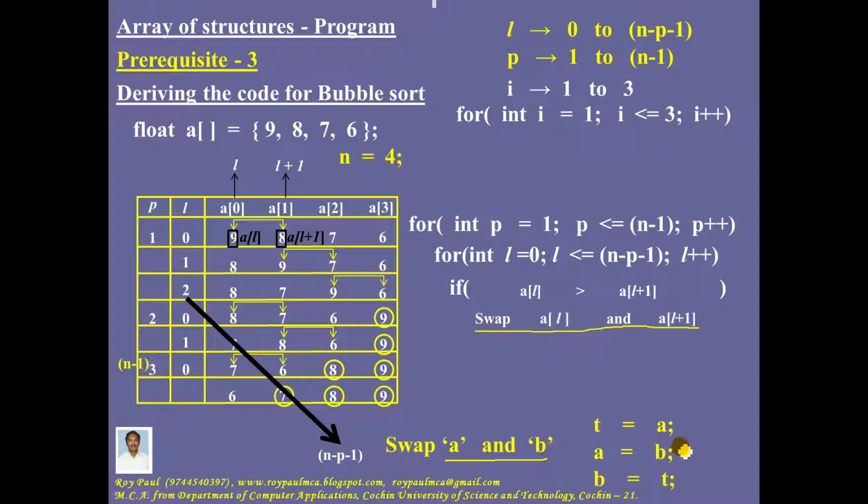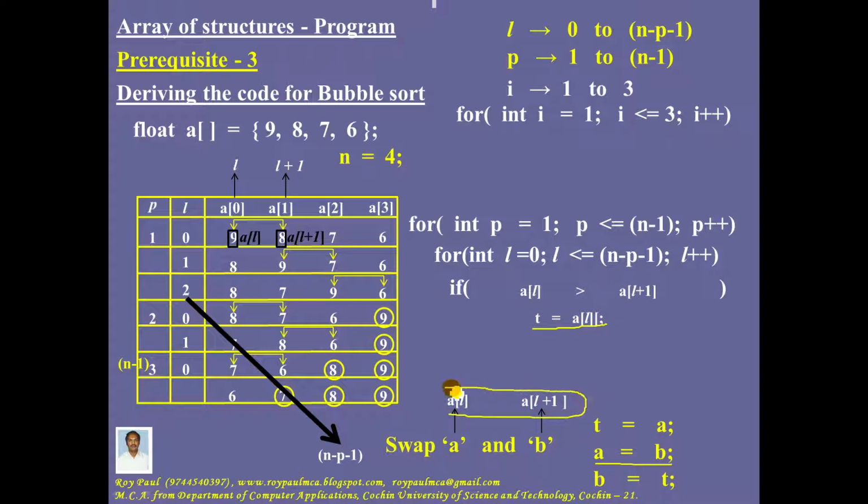In order to swap A and B, the code is like this. So here, let me replace A with the A of L and let me replace B with the A of L plus 1. So T is equal to A will become T is equal to A of L. Now A is equal to B becomes A of L is equal to A of L plus 1. You can see. Now B is equal to T becomes B is A of L plus 1. So A of L plus 1 equal to T. So in order to swap A of L and A of L plus 1, this is the code.